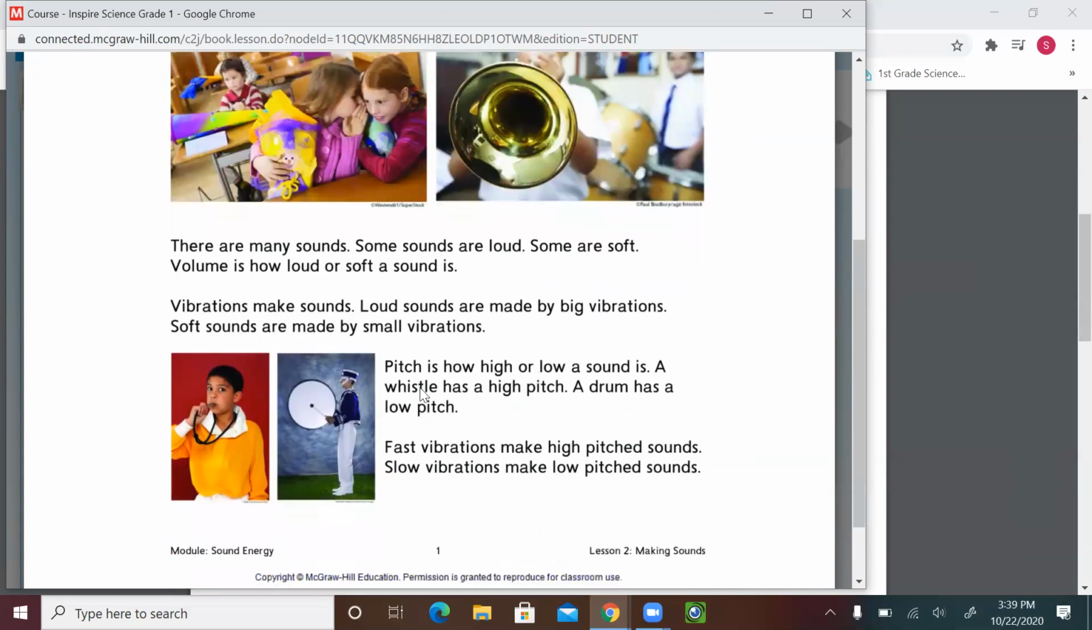All right. Pitch is how high or low a sound is. A whistle has a high pitch, a drum has a low pitch. Fast vibrations make high-pitched sounds, and slow vibrations make low-pitched sounds. All right?